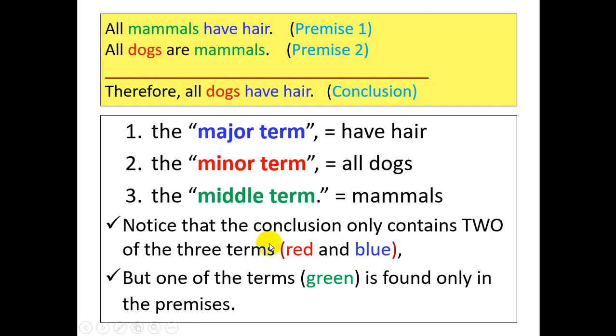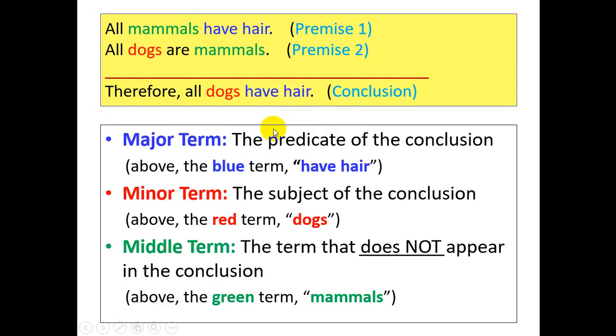So we can notice that the conclusion only contains two of the three terms. This one and that one. But one of the terms, which is green, the middle term, is found only in the premises. This term, the middle term, does not appear in the conclusion. But both the major term and the minor term appear in the conclusion like that.